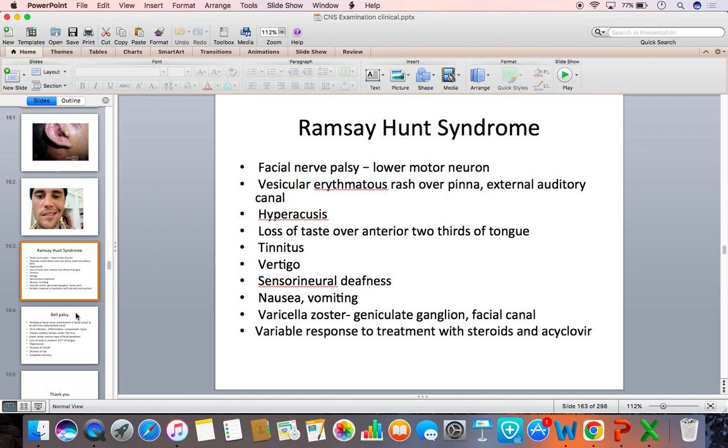Well, this is the brief discussion on the anatomical features and the clinical significance of the facial nerve.